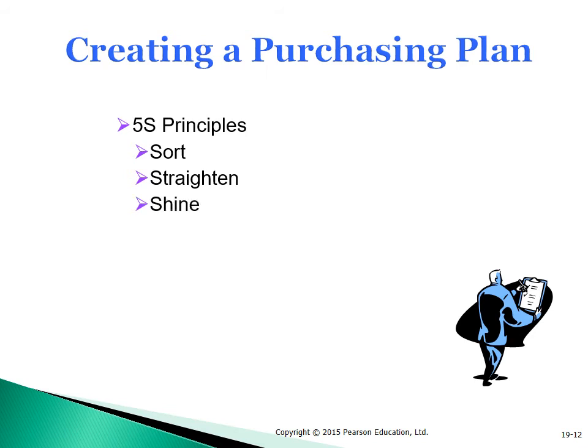Okay, shine. Once organized, employees keep their workspace neat and clean. Systematize. Businesses strive for continuous improvement in sorting, straightening, and shining by standardizing best practice processes. And the last one is sustain. Companies sustain their drive toward continuous improvement by encouraging the involvement of all employees, self-discipline, and creating a performance measurement system.